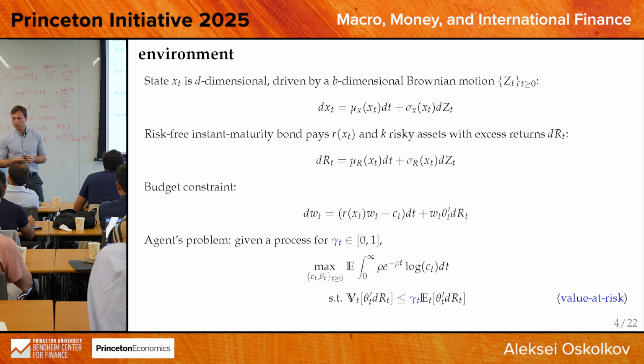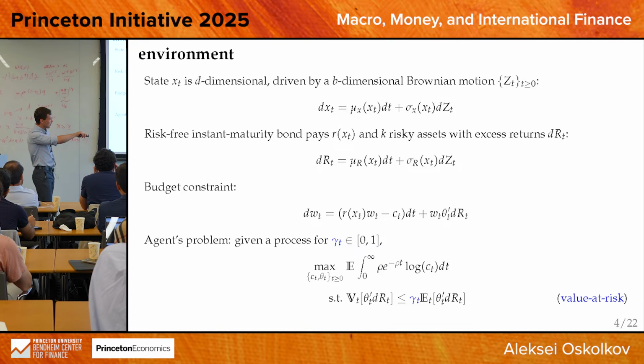Sorry, another question. So gamma t is exogenous? Yes. Do you have a micro foundation in mind as to where this gamma t comes from? Yes, I do. So far, because I call it a value at risk constraint and it's exogenous, this constraint has a regulatory type of vibe. You might not necessarily want that.